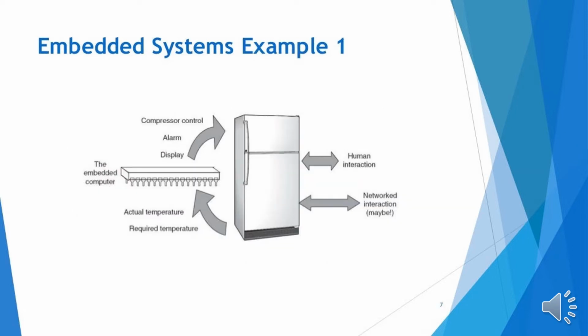Let's see in detail about a particular example. We can see a fridge, that is, we will be having compressor control, alarm display, and an embedded system computer. So here we will be having human interaction as well as the software or the inbuilt display, as well as the temperature sensor. All those things will be software types which are inbuilt within that particular system. So that is, human interaction is between the hardware as well as the software. So this is one very good example of an IoT system.